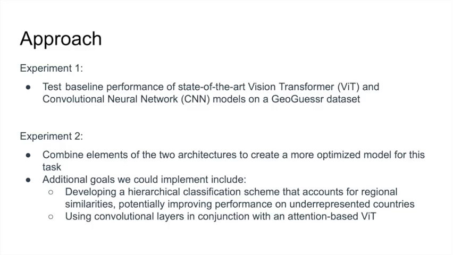That could include combining convolutional layers with an attention-based vision transformer model. It could also include developing some sort of hierarchical classification scheme. So the model might identify the more general region or continent of an image before further classifying it based on country. These are just a couple of reach goals that we hope to implement in the coming days.